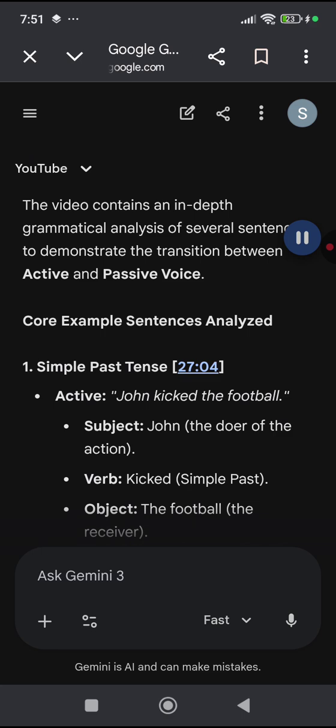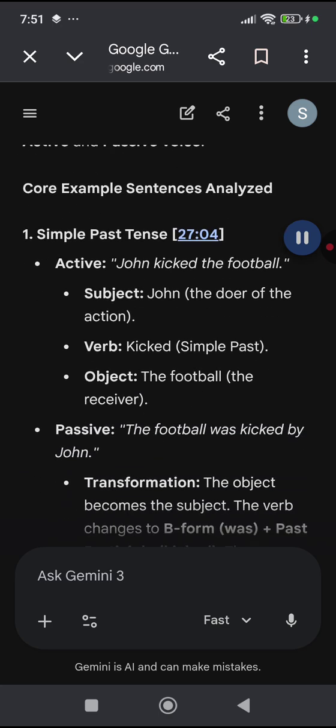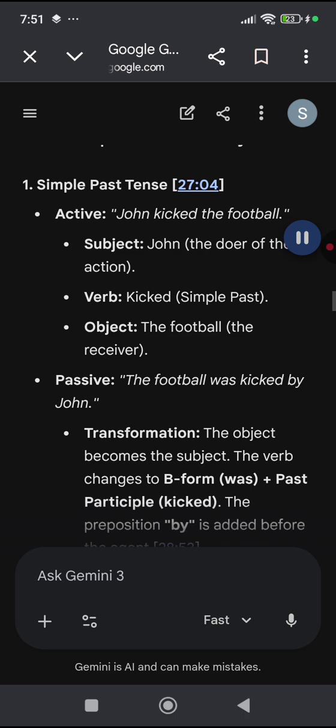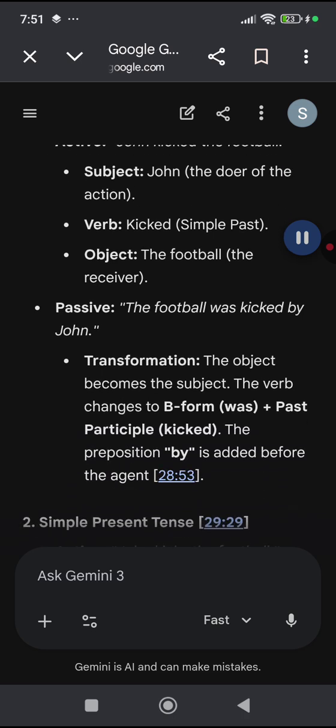Active: John kicked the football. Subject: John, the doer of the action. Verb: kicked, simple past. Object: the football, the receiver. Passive: The football was kicked by John.